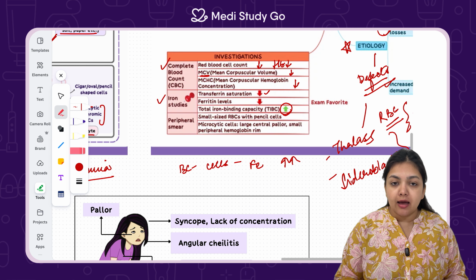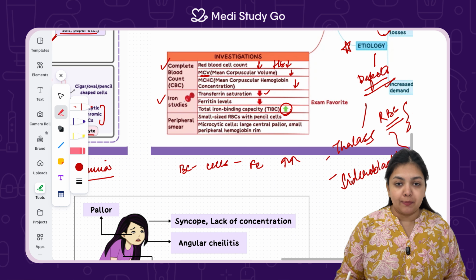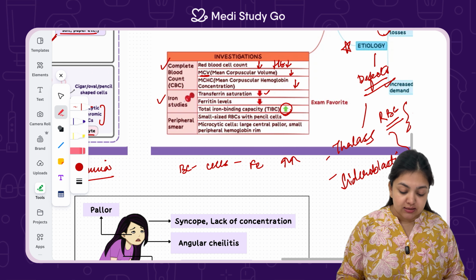If all the cells are occupied, it will mean that transferrin is consumed. So normal supply is happening. But if the iron stores are less, transferrin is roaming around freely, it is there to increase the binding capacity. It wants to bind to iron, which is less in quantity. So therefore, the TIBC is increased.